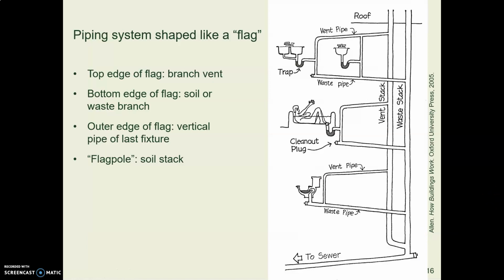In a house, you'll notice that this waste system next to a fixture is shaped kind of like a flag. So there's an almost horizontal, but not quite, vent pipe at the top. There's an almost horizontal, but not quite, it's sloping, waste pipe at the bottom. There is a vertical pipe, and the flagpole is the stack, and it might be the vent that connects to the vent pipe, and it might be the waste stack or the soil stack that connects to the waste pipe.